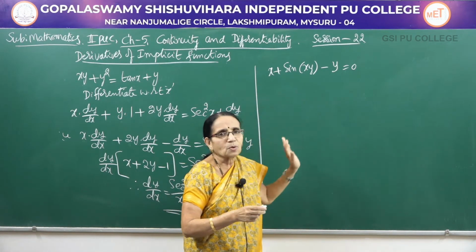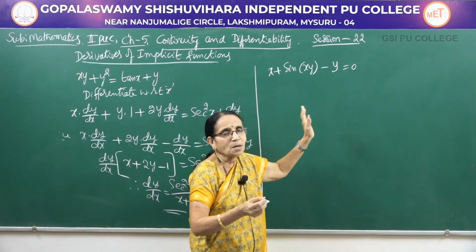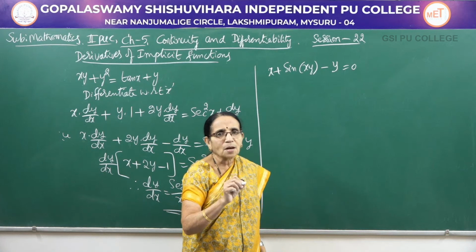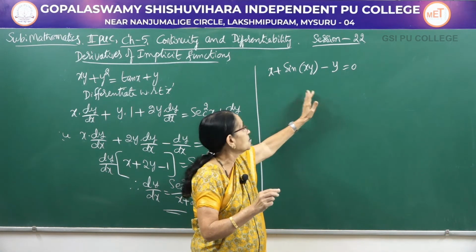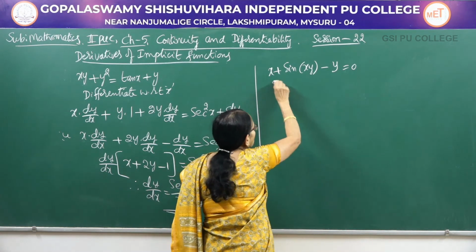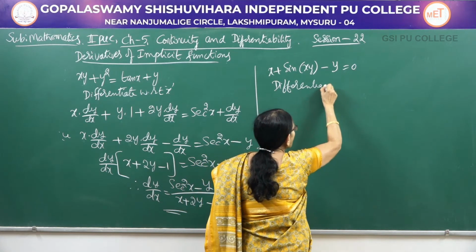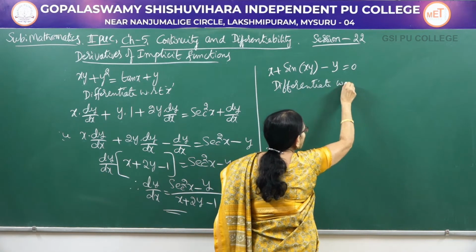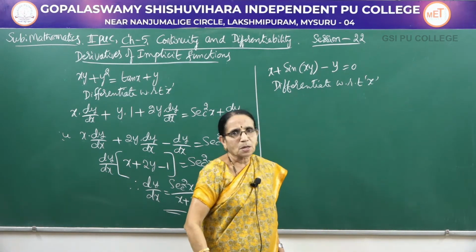Here sine of xy becomes cos of xy, and again xy has to be differentiated. Again for that you have to apply the product rule. So chain rule and then the product rule. Here these two can be directly differentiated. So write, differentiate with respect to x.